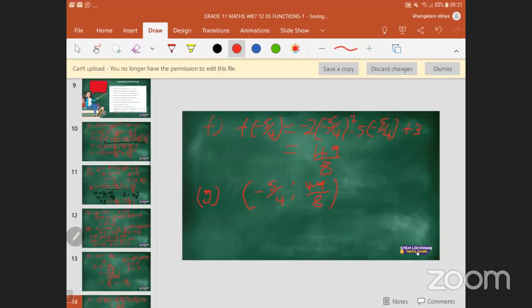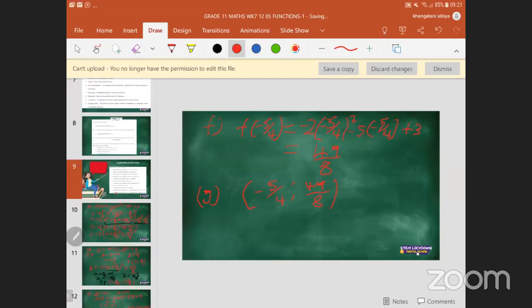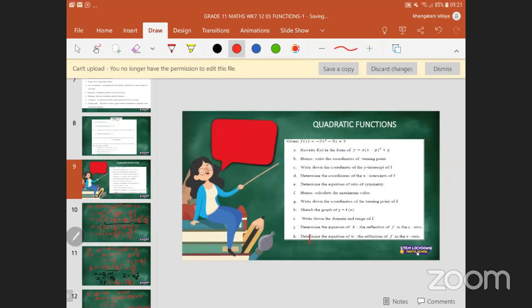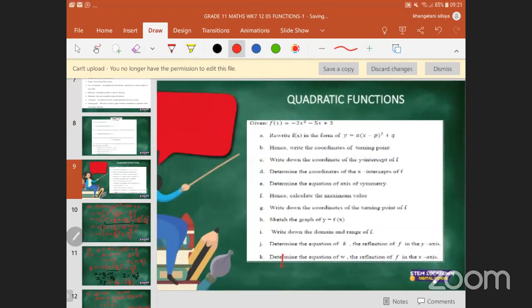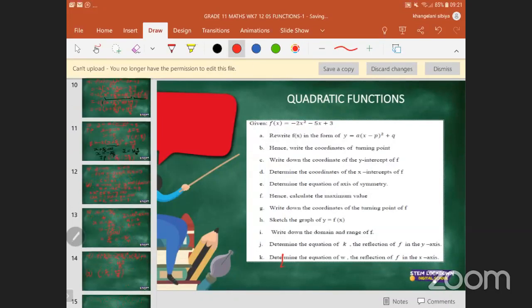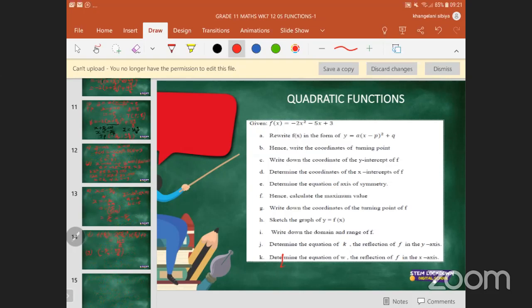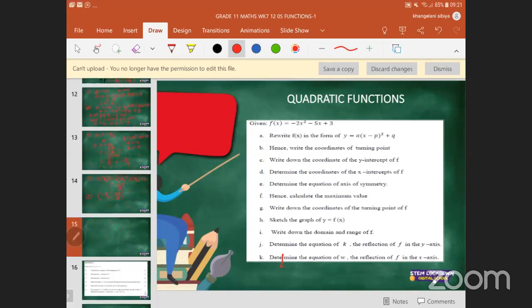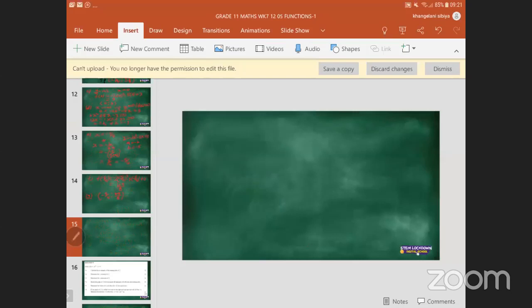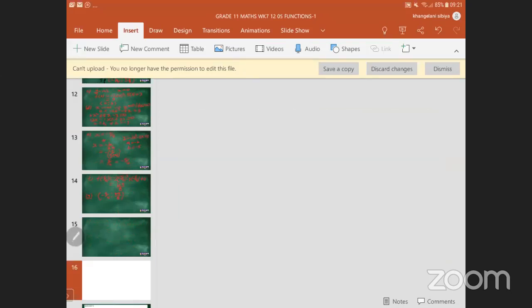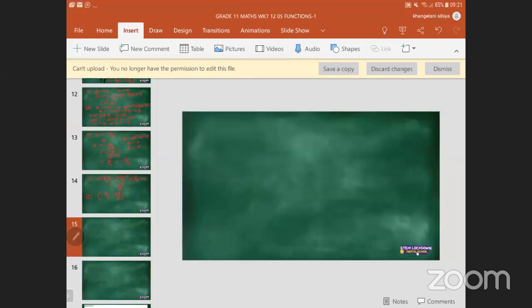Then let's look at the next question. H, they are saying sketch the graph, okay, of f. Okay, let's sketch this graph. Now we have everything. So we have our x-intercepts, y-intercept, turning point. So it's very simple to sketch the graph. Okay, let's do it together. Okay, let me add another slide here. There we go. Okay, let's sketch our graph here.